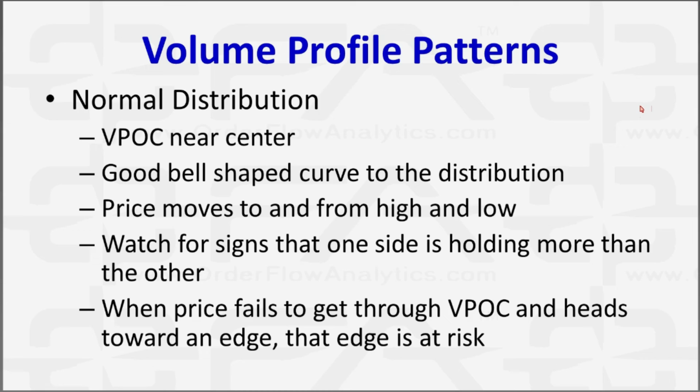Like at the last one, price was holding at the top. You can see that from the volume profile. You can also likely see it in the print. When price fails to get through volume point of control, remember this: it moves off a low volume area back to point of control, can't get through it, and starts heading towards an edge. That edge is at risk, right? Remember that?